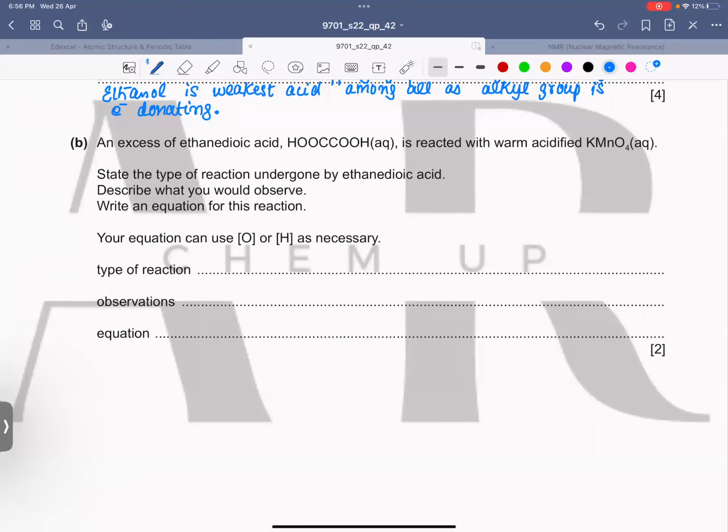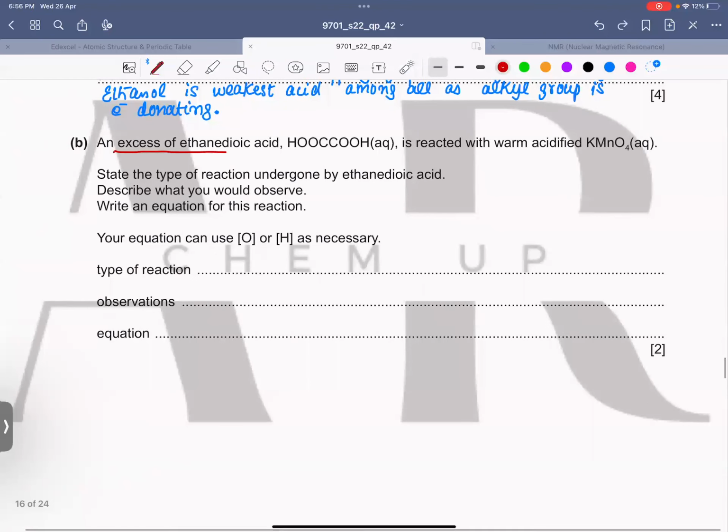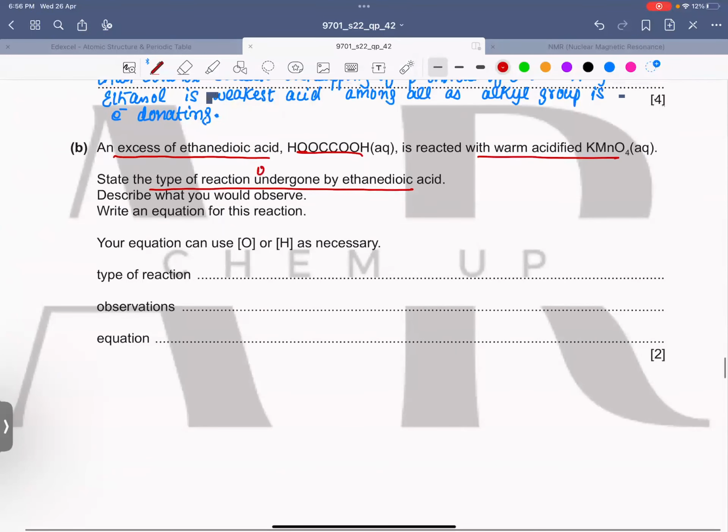An excess of ethane dioic acid is reacted with warm acidified manganate. State the type of reaction that ethane dioic acid undergoes. If you recall, it's an oxidation. What would you observe? Bubbling, because carbon dioxide is formed. Write an equation for this reaction. Use atomic oxygen or atomic hydrogen as necessary.